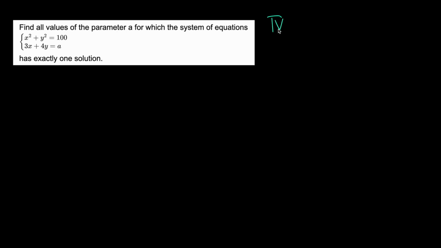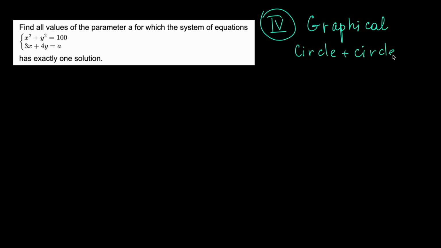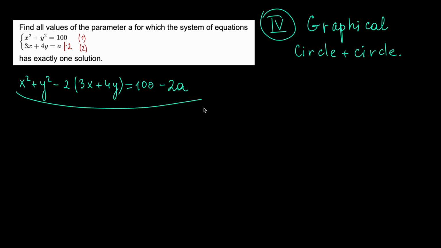Now the fourth solution of this problem is also graphical, but this time, instead of looking at a circle and a line, we're going to be looking at a circle and another circle. So we will have two circles here. And to do that, we will multiply the second equation by 2, and then we will have to subtract the second equation from the first equation. So we will have x squared plus y squared minus 2 times 3x plus 4y equals 100 minus 2a. And that is another circle.